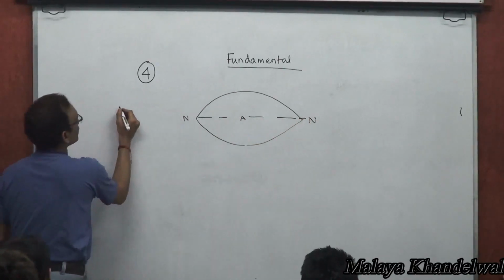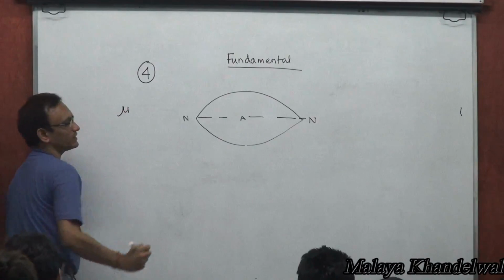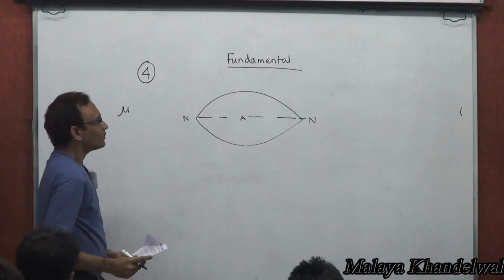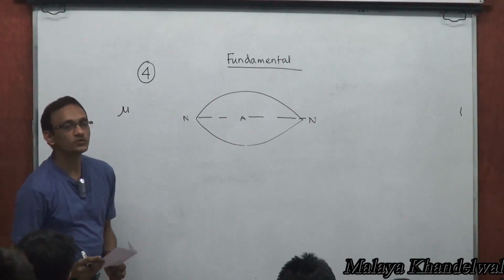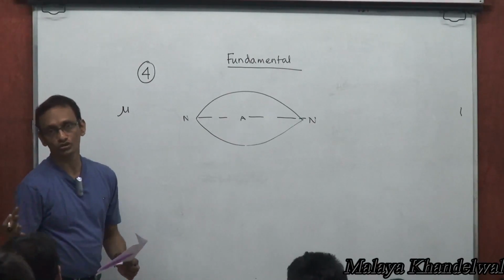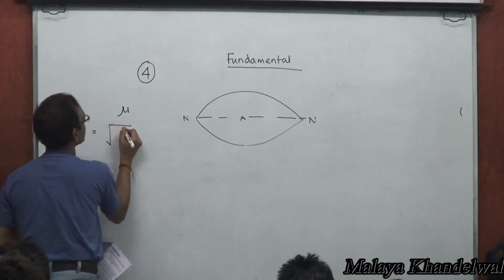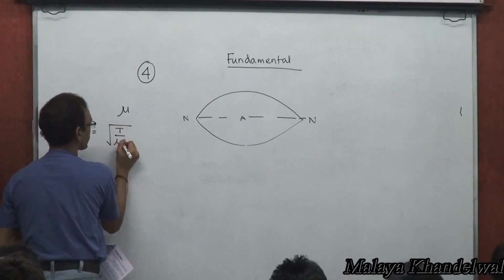Now, say mu is the mass per unit length of the string. The velocity of a transverse pulse in the string is root T by mu, right? The velocity of the transverse pulse is going to be root T by mu.